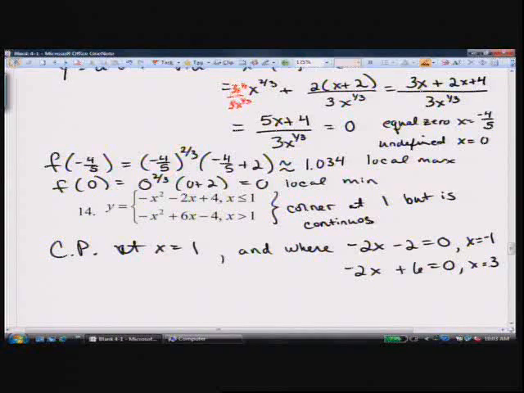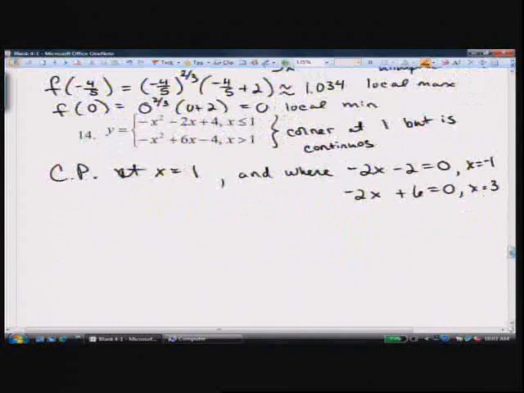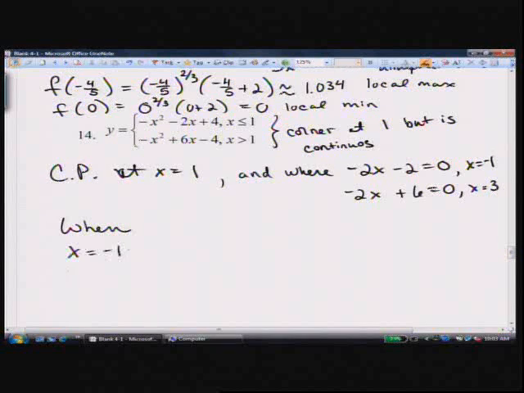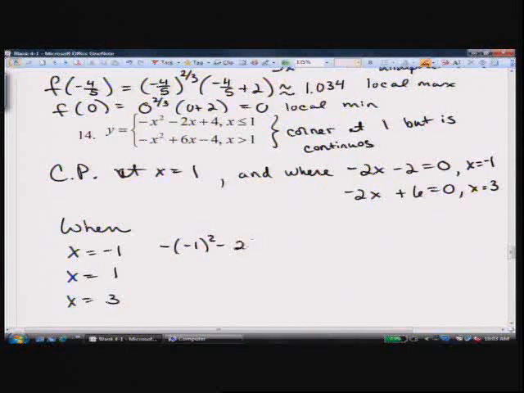Okay, and so what you do is you just test your values. You're going to want to test when x equals -1, when x equals 1, and when x equals 3. This is kind of fun because you get to decide which equation you want to put each one in. Where are you going to put the -1? In the first equation. So you'll do the opposite of -1 squared minus 2 times -1 plus 4. So this is -1 plus 2 plus 4, which is 5.